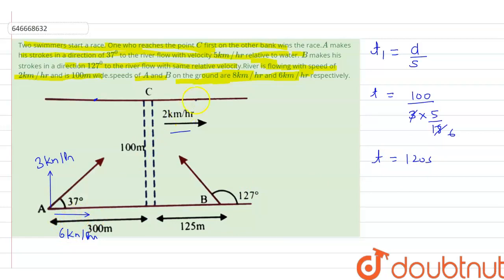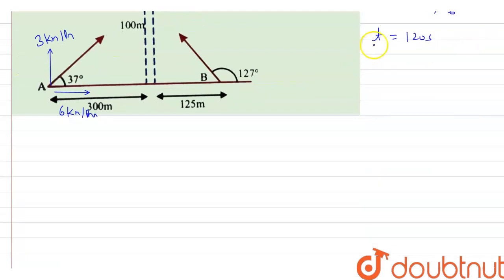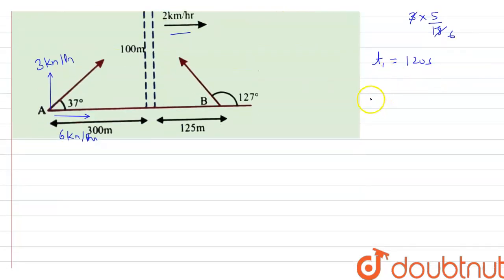Now we have to figure out whether he reaches the point C or not. Let's say this one is time t1, then the other will be time t2. But we have to calculate in this time period whether he reaches the other bank or not. For that we have to calculate the horizontal distance. The horizontal distance will be d, and d will be equal to velocity into time, and the velocity in the horizontal direction is 6 km per hour. That will be 6 into 5 by 18 into time, which is 120 seconds, and when we calculate this it will be 6 times 3 times 4. So we can clearly see that this has covered 200 meters.